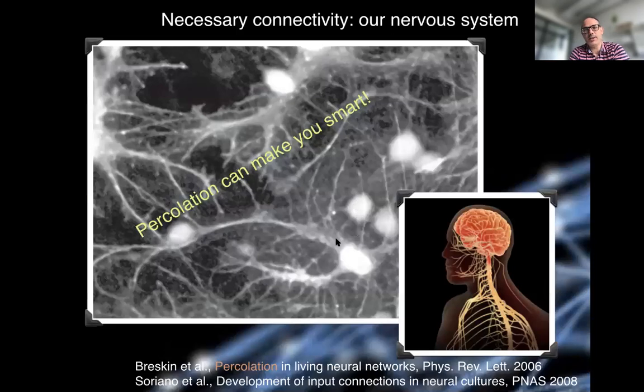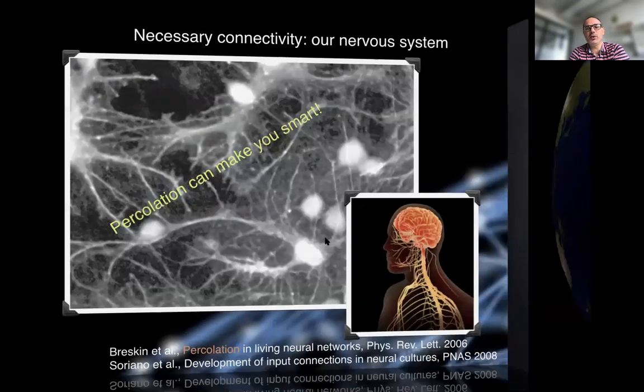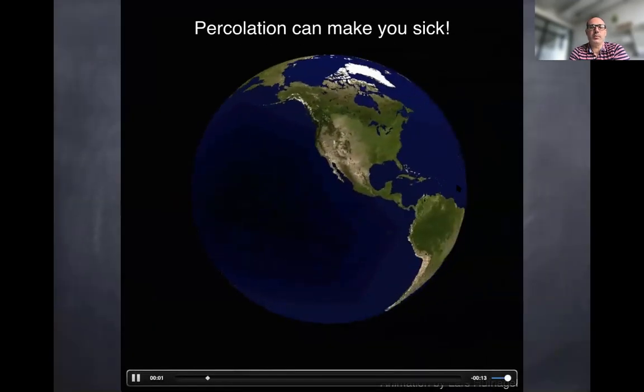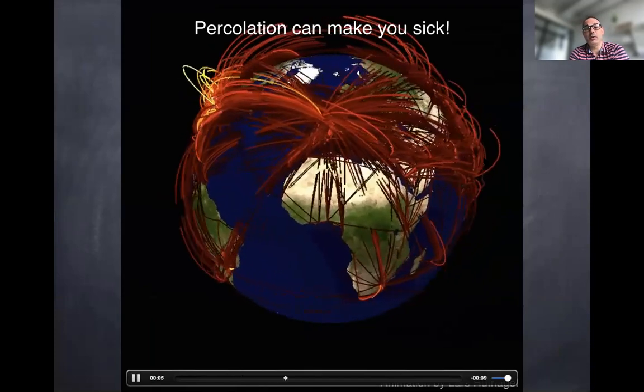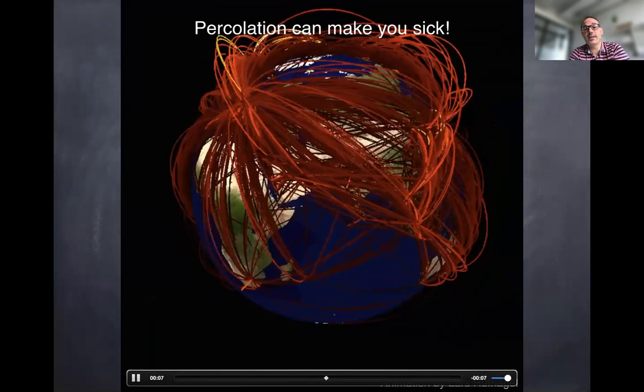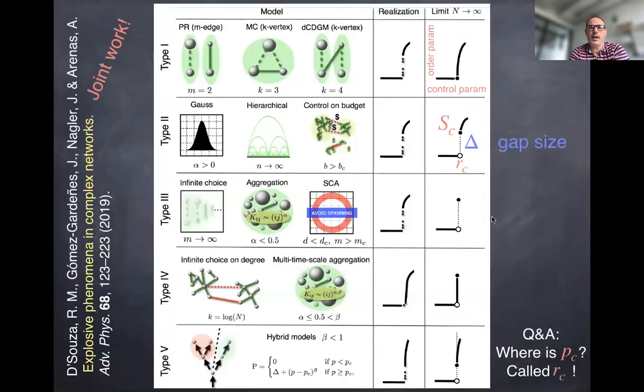Percolation can make you smart if your neurons connect, which is their nature. That can be good for you. Percolation can also make you sick, as we have all experienced last year, and that we were gonna experience this year. And there are a lot of models.